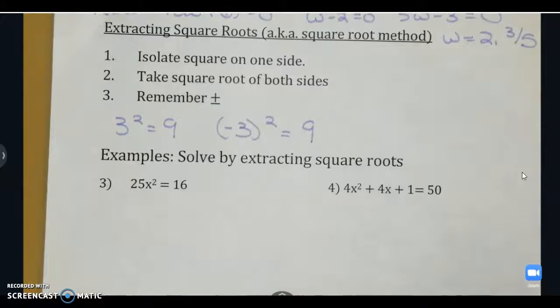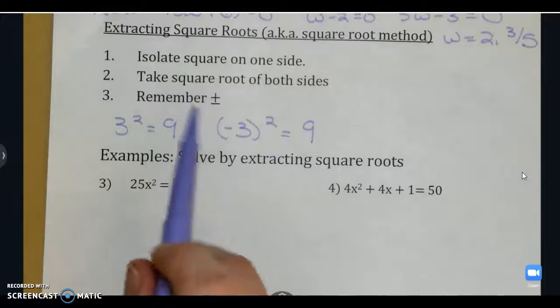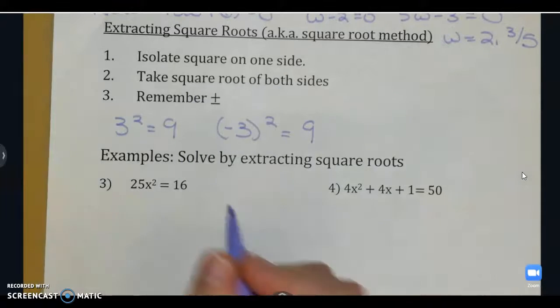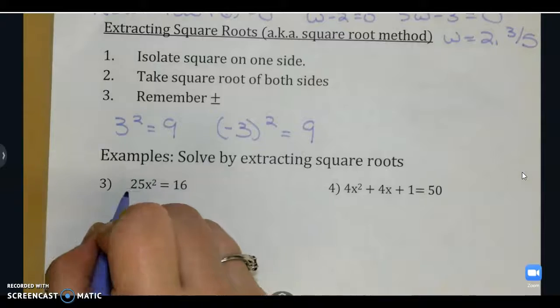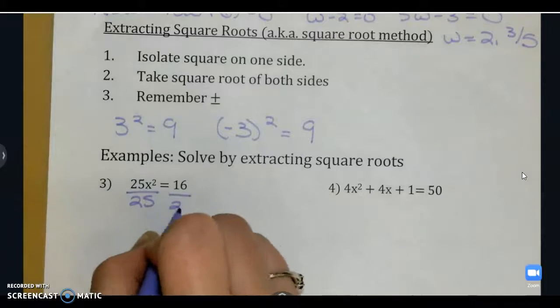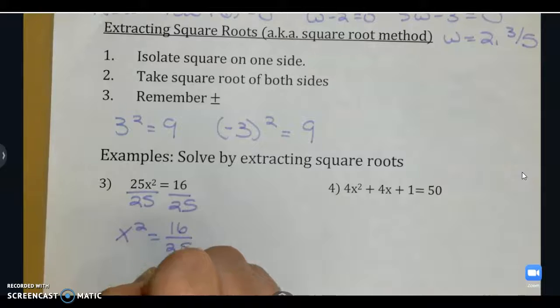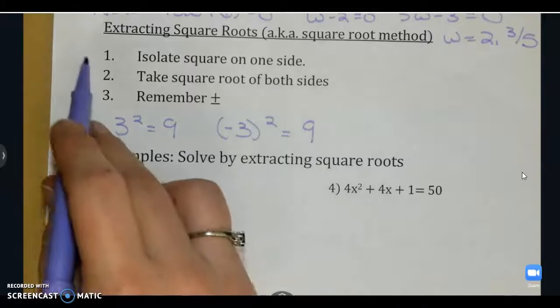So that's just an example of how when you square a negative number, you still get a positive answer. So when we're taking the square root, we have 2 possible roots, the positive or the negative. So starting with example 3 first, I need to get my square by itself, so I'm going to divide by 25. And so x squared is 16 over 25. It's now alone, so I've done step 1.